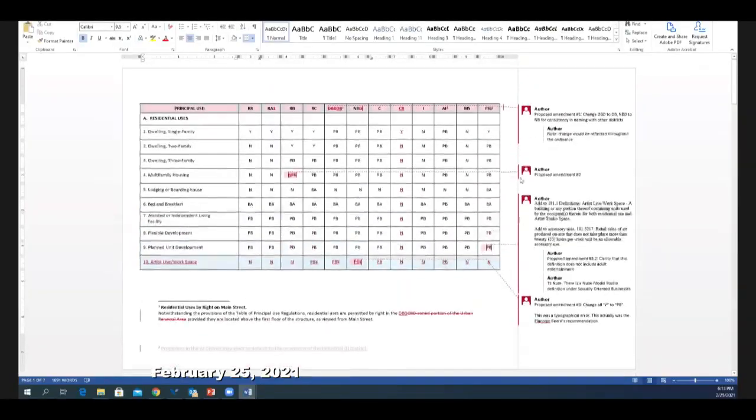Okay, I'm going to go ahead and pull up the use table. The first thing that is noted as an amendment proposed by Councilor Van Hazinga is an amendment to change the downtown business district abbreviation from DBD to DB, and change the neighborhood business district designation from MBD to MB for consistency in naming with the other districts.